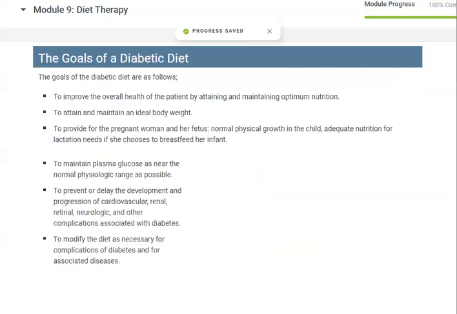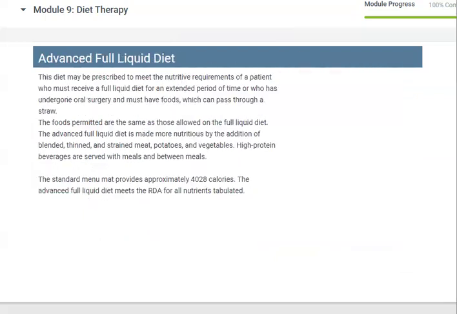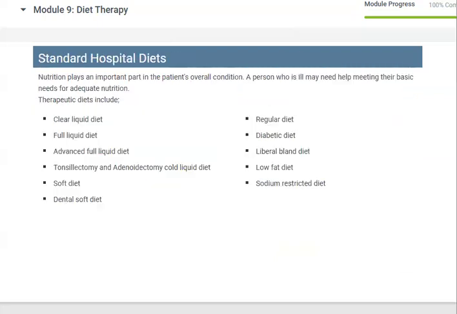Standard hospital diets. Nutrition plays an important part in the patient's overall condition. A person who is ill may need help meeting their basic needs for adequate nutrition. Therapeutic diets include clear liquid diet, full liquid diet, advanced full liquid diet, tonsillectomy and adenoidectomy cold liquid diet, soft diet, dental soft diet.